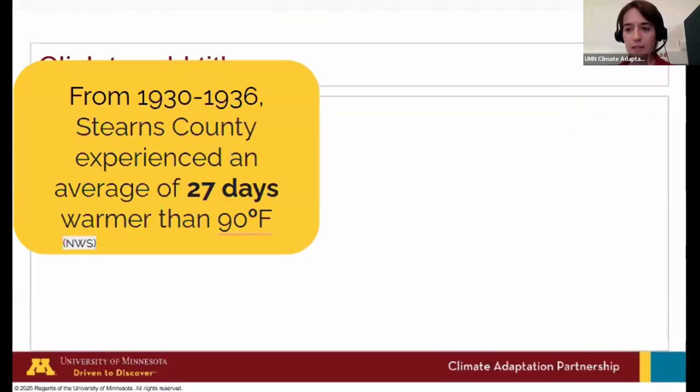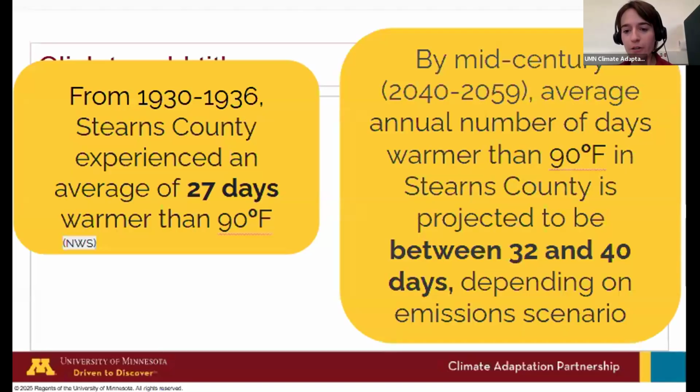So I'm using the 1930s as a point of reference that can set off some flags for people. I'm not using this to suggest that we're going back to the Dust Bowl. I merely use this time period as a reference because it was one of the most dramatic warm periods on record in the state of Minnesota. So from 1930 to 1936, Stearns County experienced an average of 27 days warmer than 90 degrees Fahrenheit. Depending on the emission scenario that you're looking at, by the mid-century, we expect that Stearns County will be experiencing between 32 and 40 days. So again, quite a dramatic increase and perhaps more dramatic than things we have experienced in recent memory.